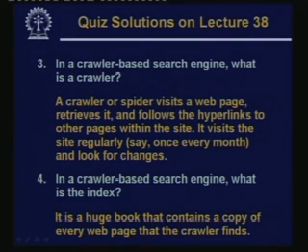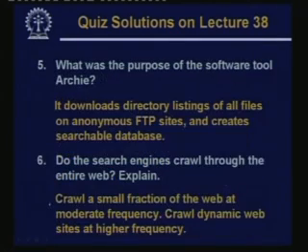Now, it visits the site regularly. As I said, it can be once a month, it can be more frequent also, and look for changes. If there are changes, they are again downloaded. So, in a crawler based search engine, what is the index? Well, the index is a huge book or a dictionary that contains a copy of every web page that a crawler finds. This is used during the time the search or the query processing is done.